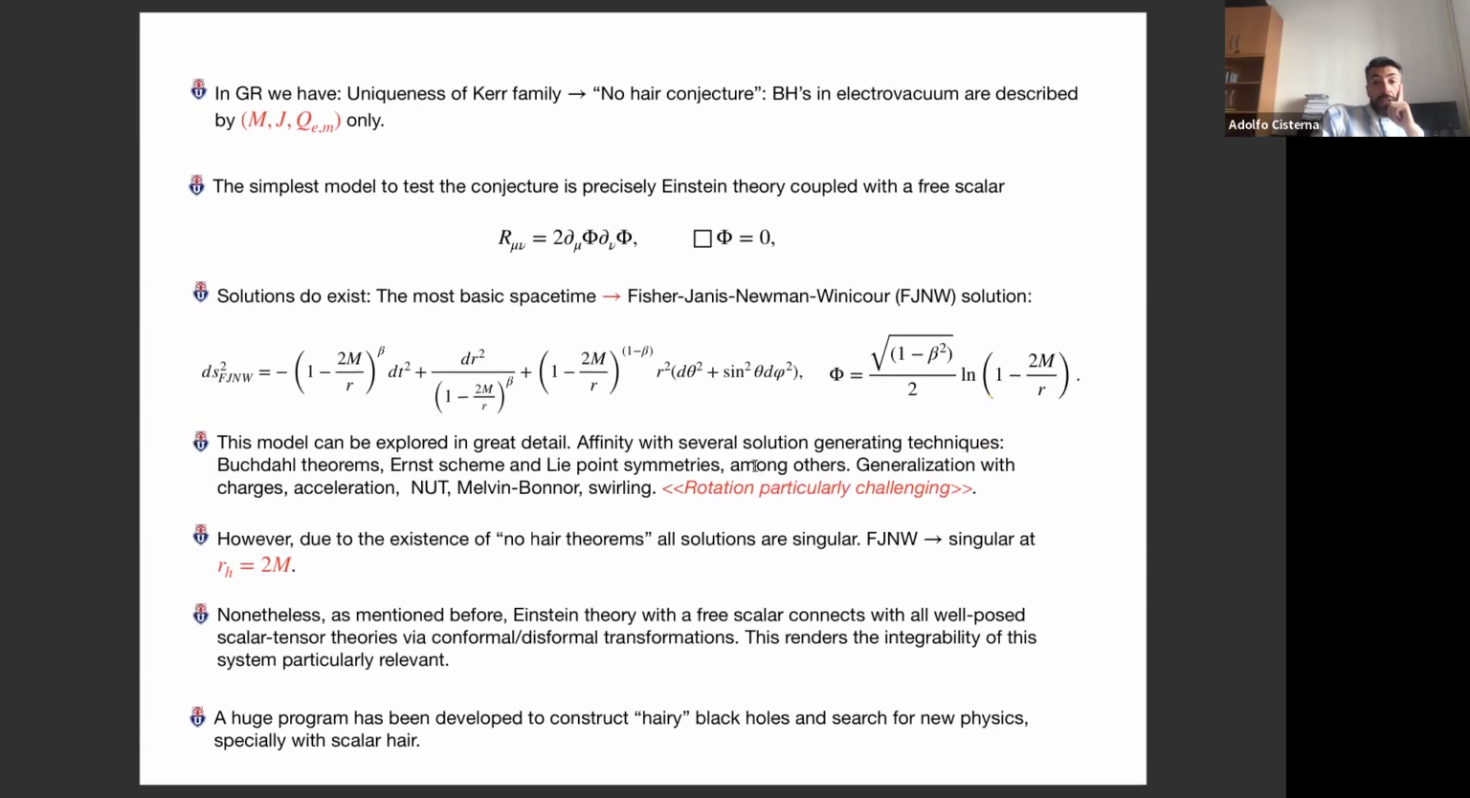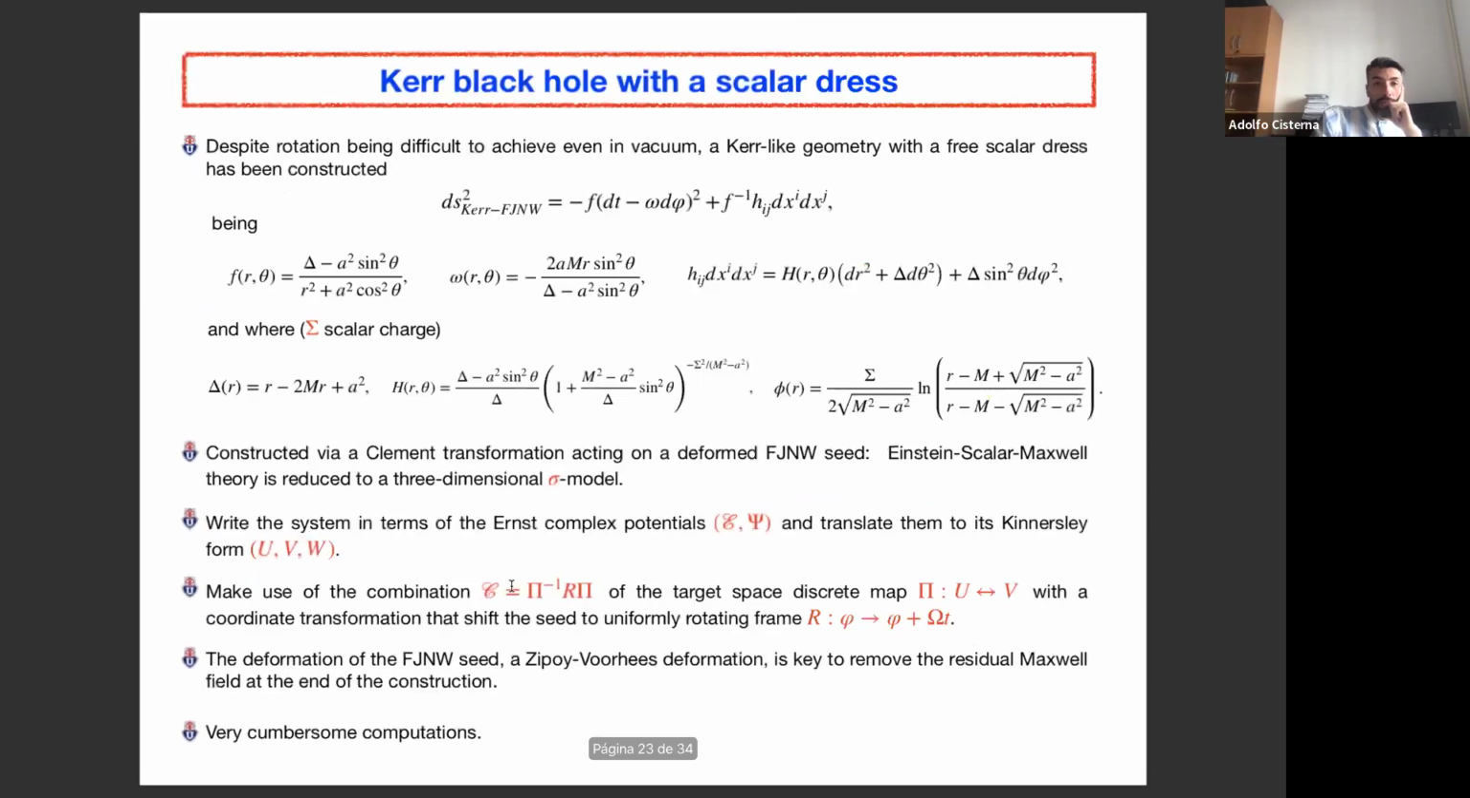So this is interesting. And actually, people have been recently working a lot on trying to find solutions with hair and new physics there, etc. So it was appealing for us to try to understand what is going on there.